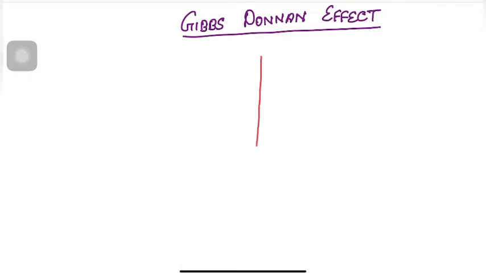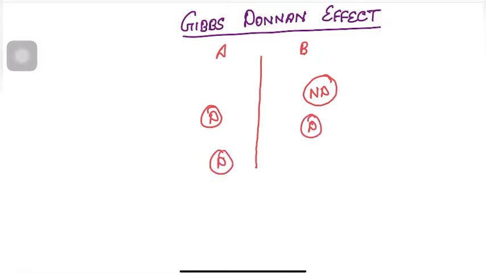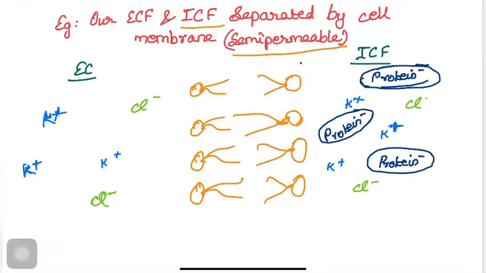So let this be a semi-permeable membrane separating two solutions A and B. The presence of a non-diffusible ion on either one side of the membrane, so let this be a non-diffusible ion, will affect the distribution of other diffusible ions across the membrane. Okay, to explain Gibbs Donnan effect, we shall take an example.